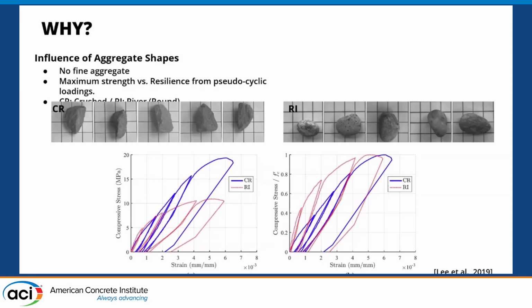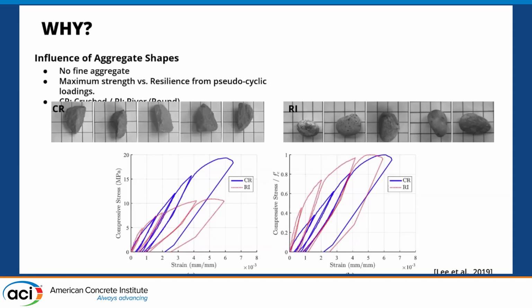Once we applied pseudo-cyclic loading to those specimens, we got a higher peak strength from the specimen with the crushed aggregate, and a little bit lower from the other. However, clearly we can see that the stiffness degradation because of the cyclic loading is quite a bit lower when you use a round shape of aggregates.